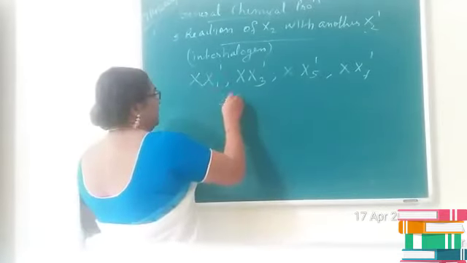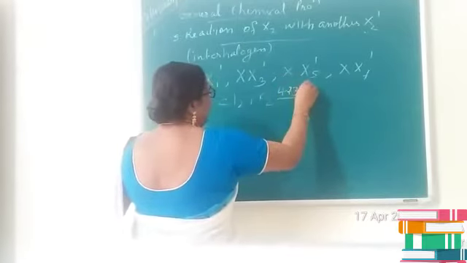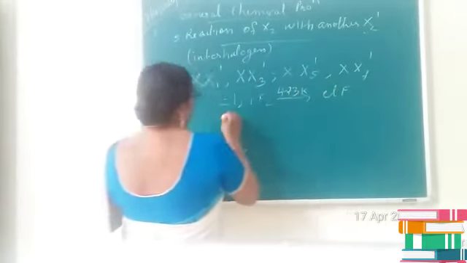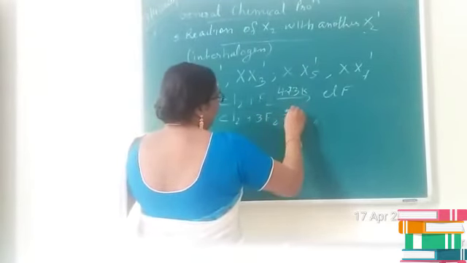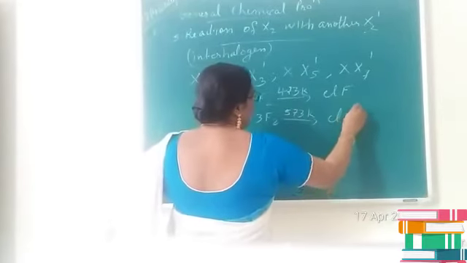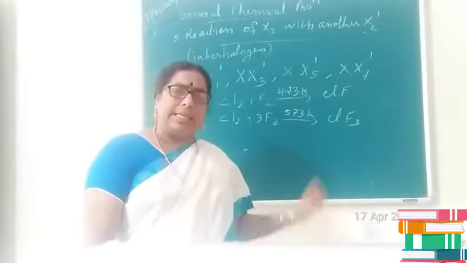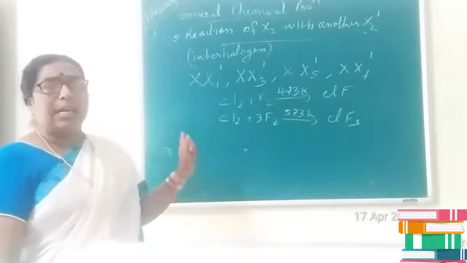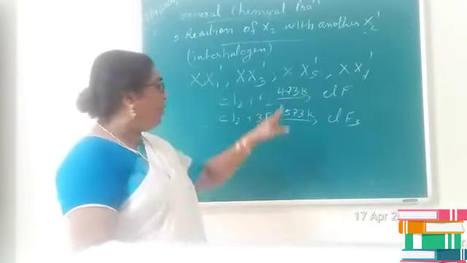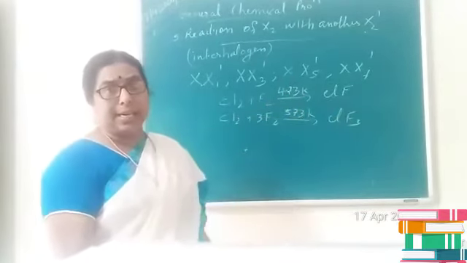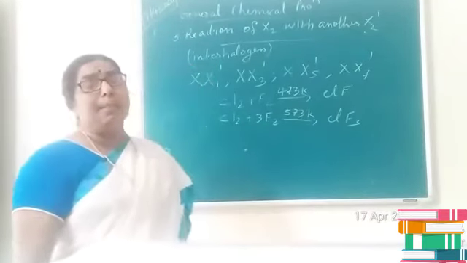For example, if you consider Cl2 plus F2 at about 473 Kelvin, you will get ClF. But on the other hand, Cl2 plus 3F2 at about 573 Kelvin, you will get ClF3. So this is how you can prepare interhalogen compounds. Is it clear, children? These compounds are highly volatile in nature. They are volatile solids or liquids except ClF. ClF is a gas. They are volatile as well as diamagnetic in nature.